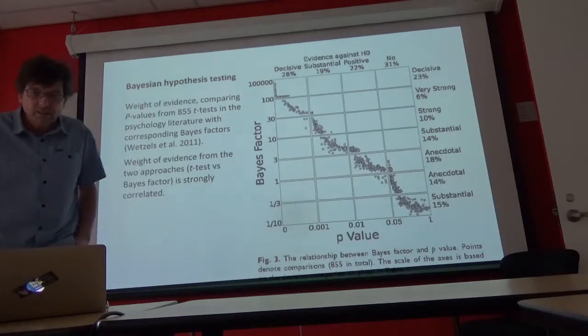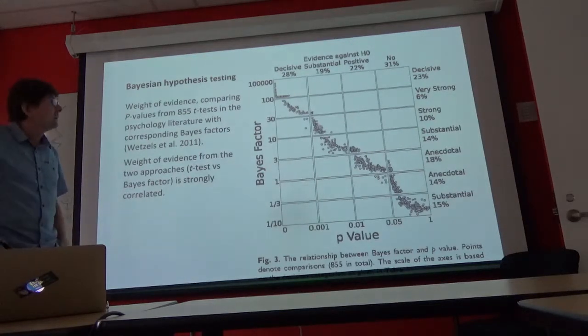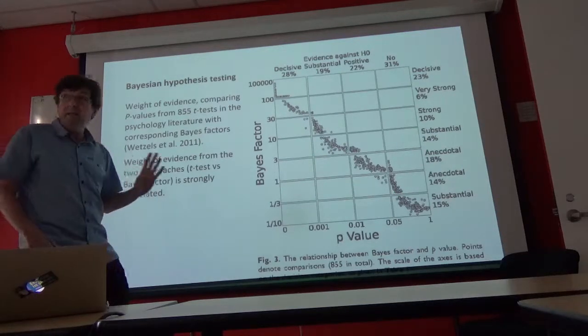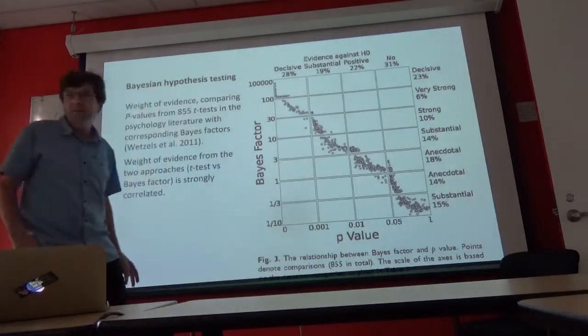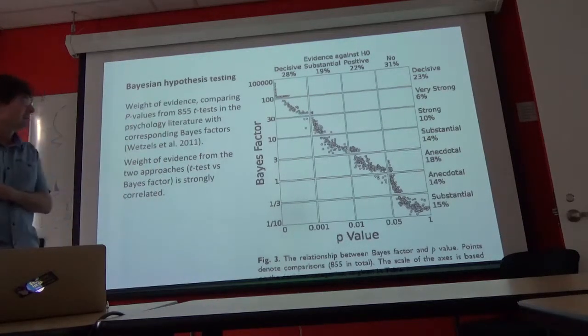So what this graph shows is the results of an analysis in which Wetzels et al. went to the psychology literature and extracted 855 two-sample t-tests. And then based on the data that they extracted, they analyzed the data in the conventional way, using a standard p-value. And they analyzed the data using Bayes factor, which is shown along the y-axis. And lo and behold, they're so strongly correlated with one another.